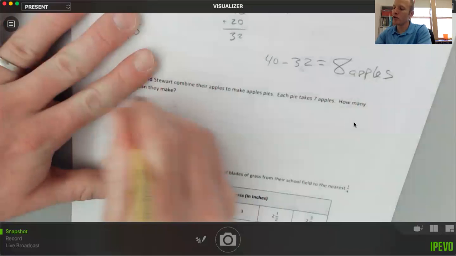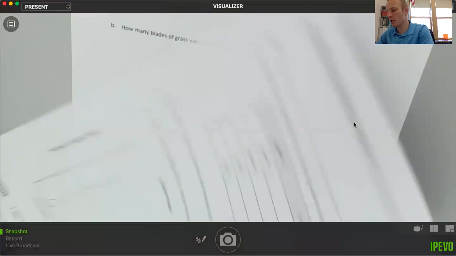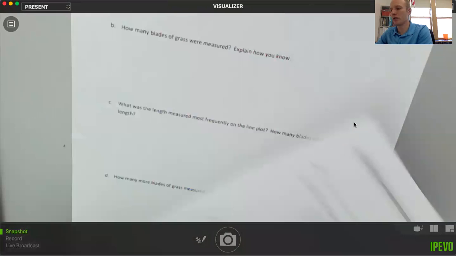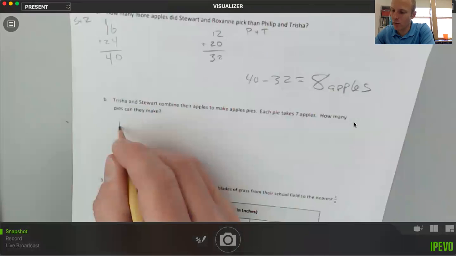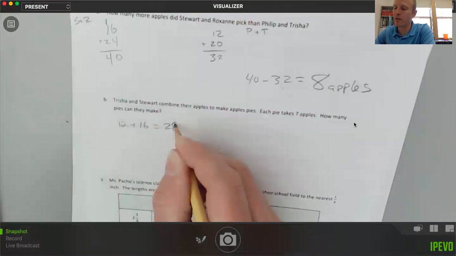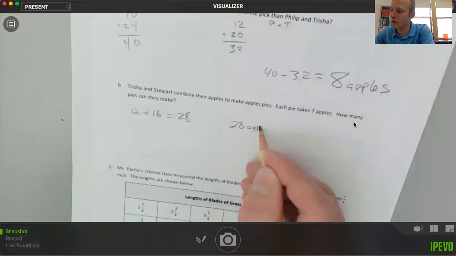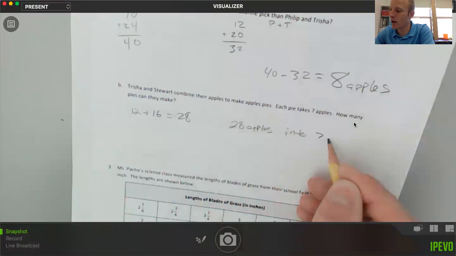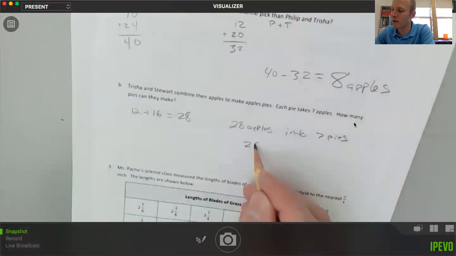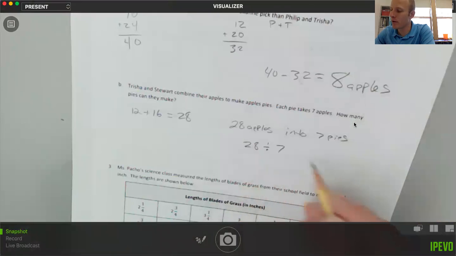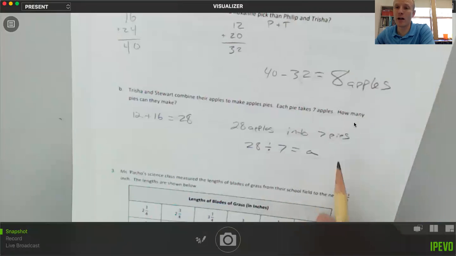I did that incorrectly. Trisha has 20. Nope, 12, sorry. 12 and Stuart has 16. So 12 plus 16 equals 28. That makes way more sense than what I thought we were going to have to do. So I have 28 apples into 7 pies. So that's 28 divided by 7 equals A. I'm going to think of this as a turnaround fact. So what times 7 equals 28? And I know that A must equal 4 because 4 times 7 equals 28.